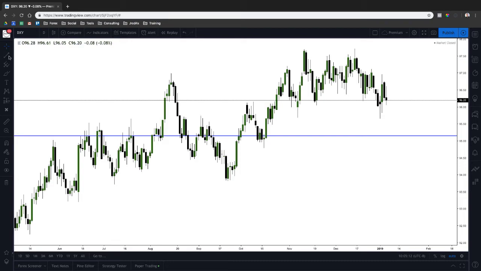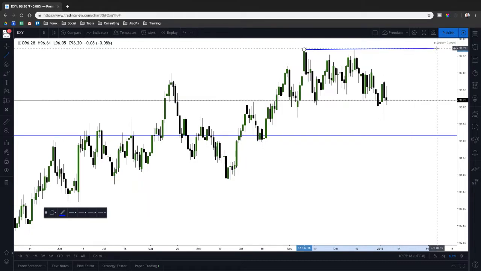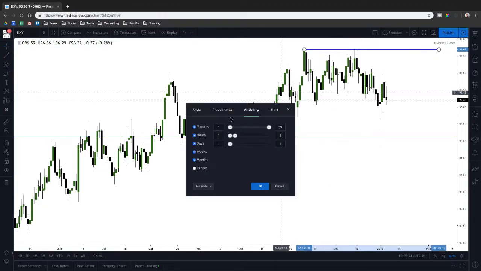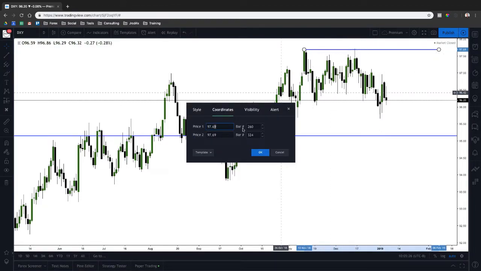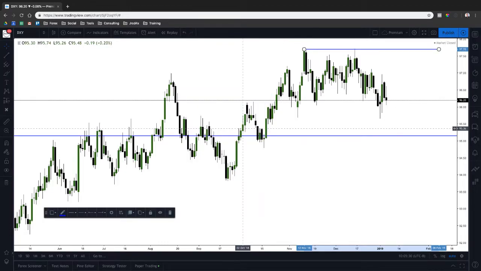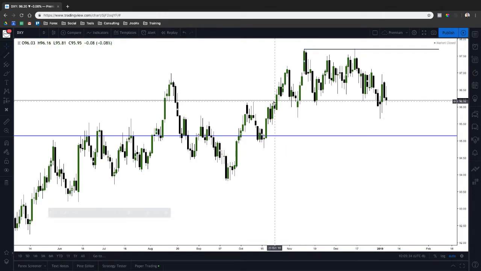I don't know when we're going to start getting some movement out of it, but we do have to consider that here on the daily we have these equal highs at 97.70. So adjust your level to 97.70. And this is going to be black.